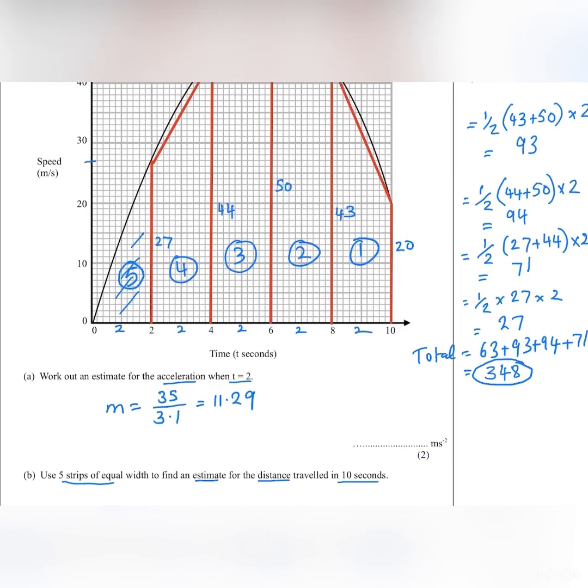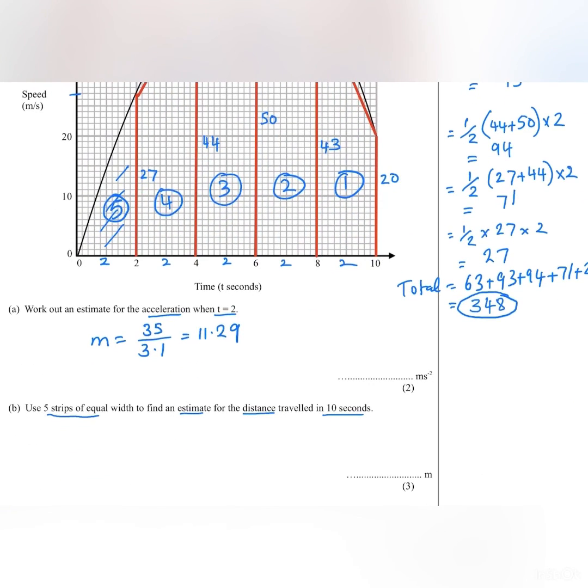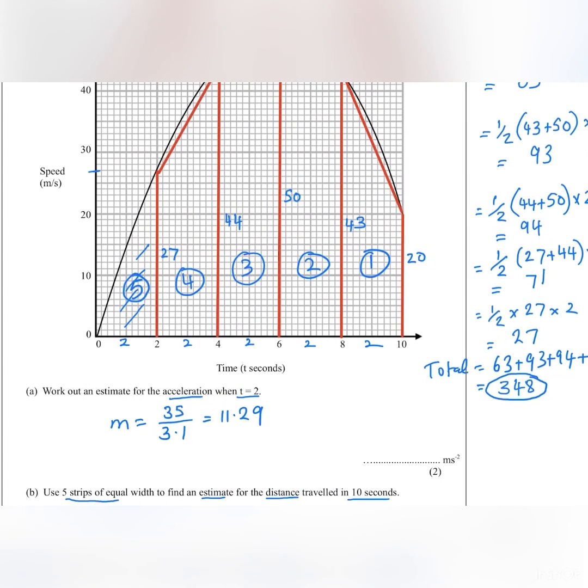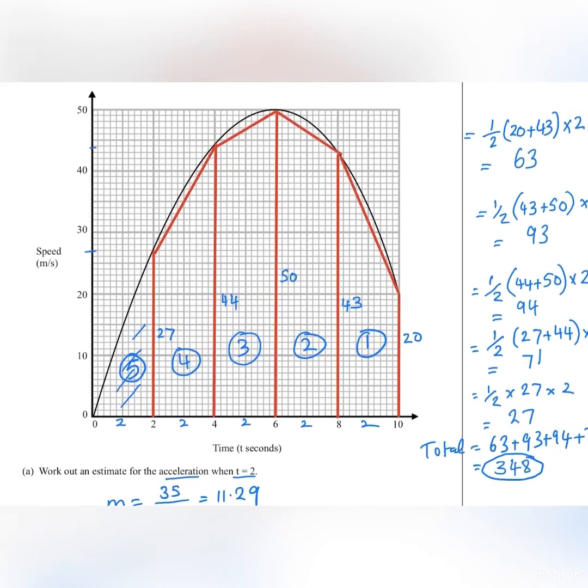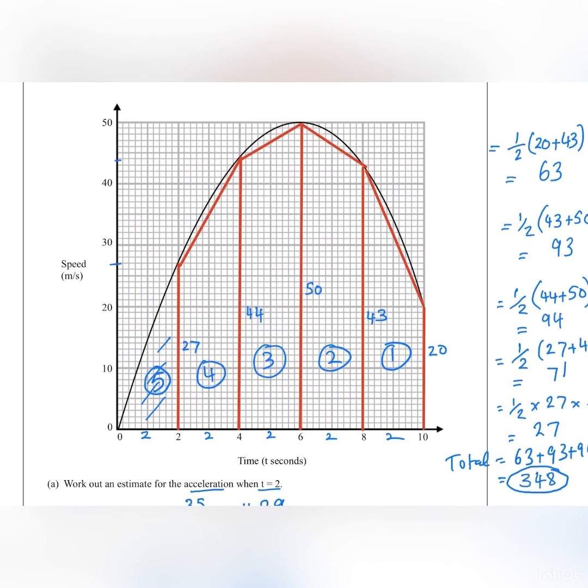Okay, so that was the part B. Remember, it's an estimate, so yours could be slightly different if you drew your lines at a slightly different place. So 348. Okay, so one other typical exam question would be, is this an underestimate or overestimate?